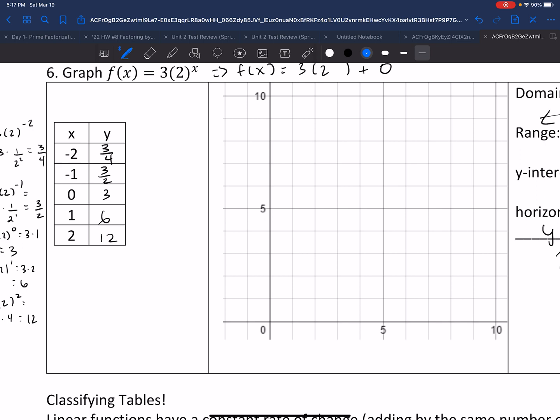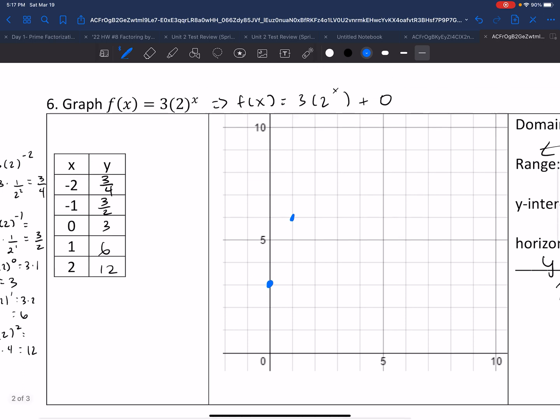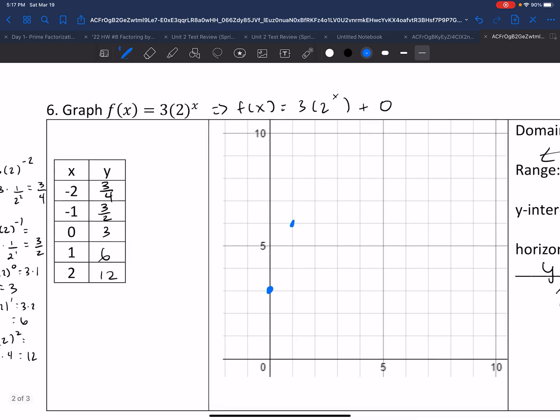So (0, 3), which should be right here, and then (1, 6) is right there, and then (2, 12) is just going to exceed the graph, so I'm just going to say that (2, 12) is right there. It's not perfect. I don't have enough room, but we can just say that that's (2, 12), even though it looks like (2, 11). So now I'm going to go ahead and start graphing these.